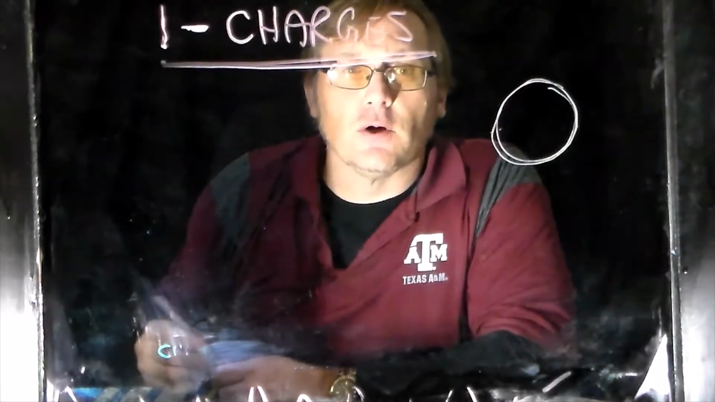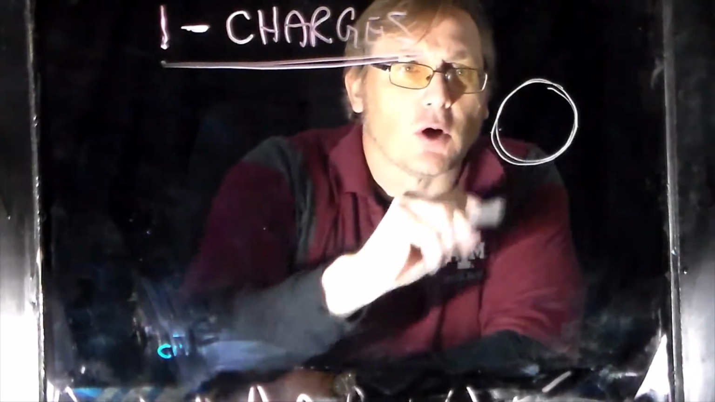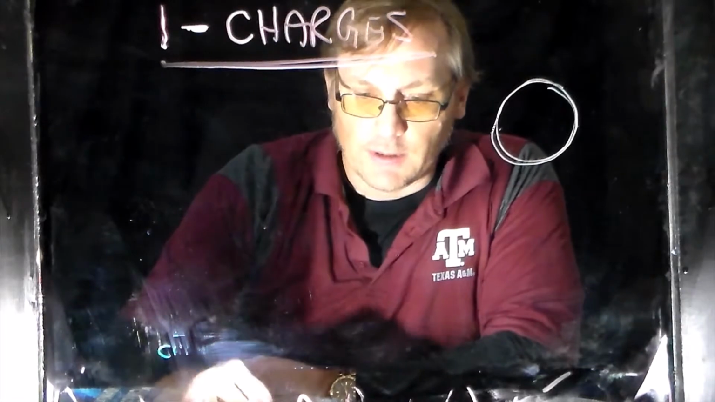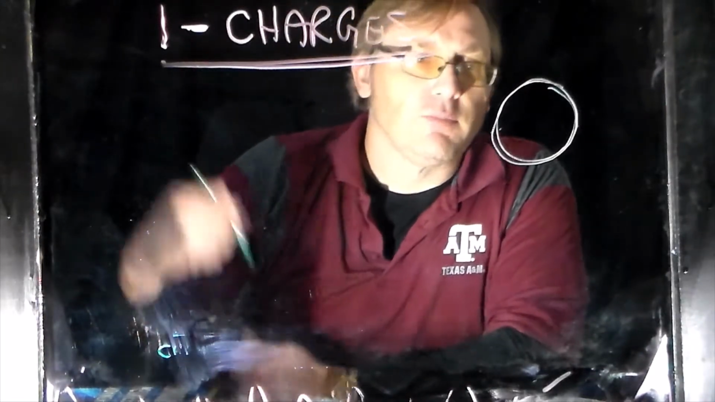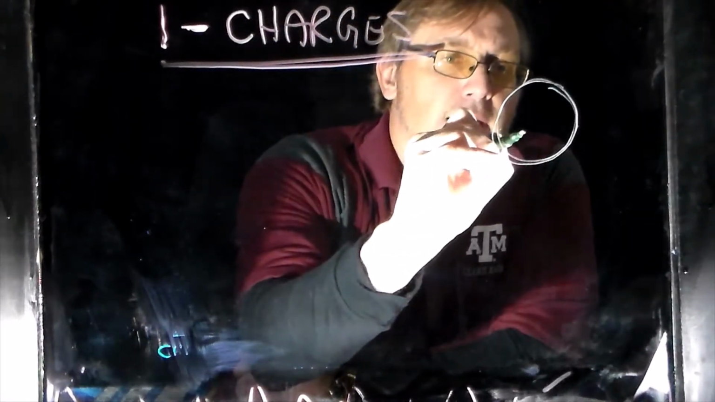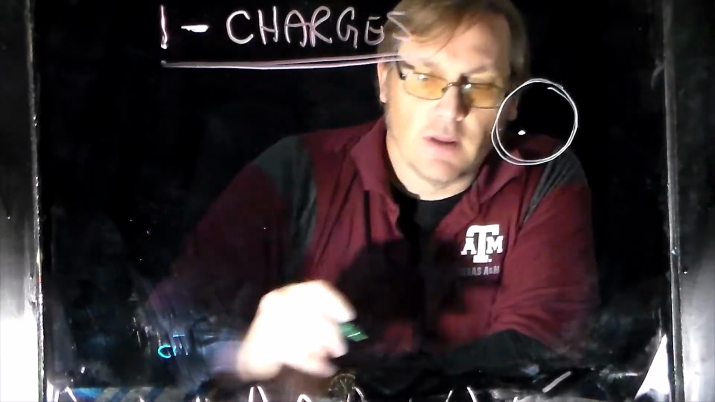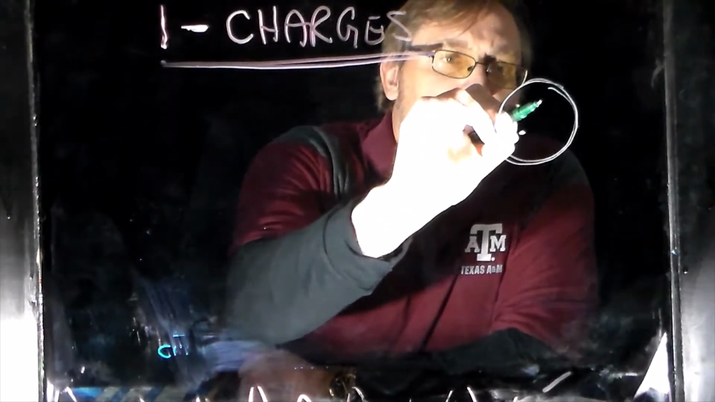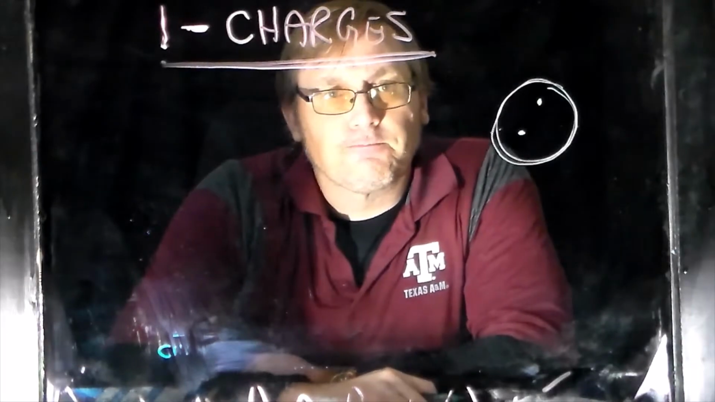Where do the charges go, right? Where do the charges go? I want to charge that up. So I'm going to, say, take a charge and put it here. I'll just add a little negative charge there. And then I put another negative charge over here. What's going to happen to them?